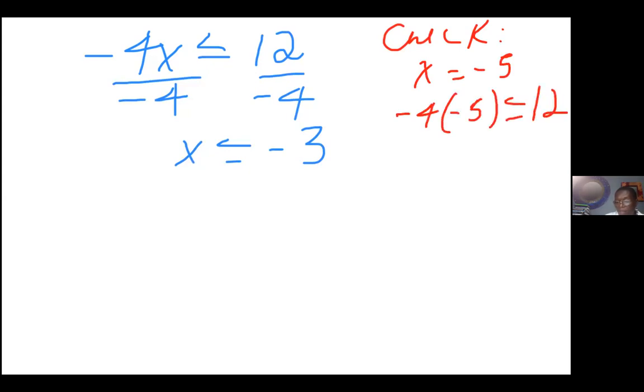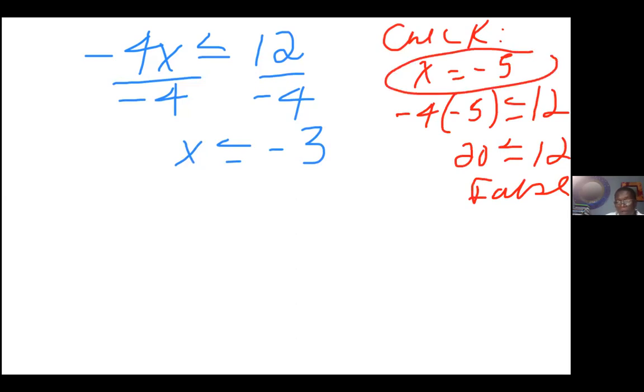So here, -4 times -5 gives you 20. 20 is less than or equal to 12. That's what this is saying. But this statement, guys, is completely false. There's no way 20 can be less than or even equal to 12. So in other words, when you plug this value back into the original problem, it doesn't make the original problem true. So there's no way we can count this as a solution.